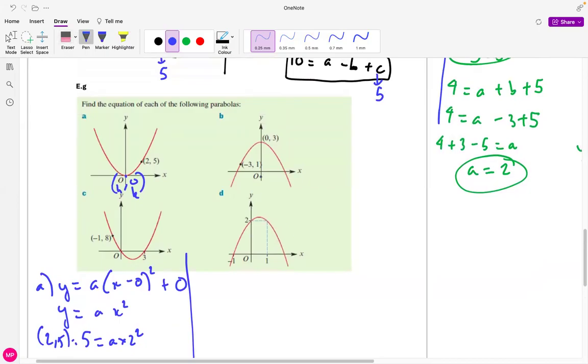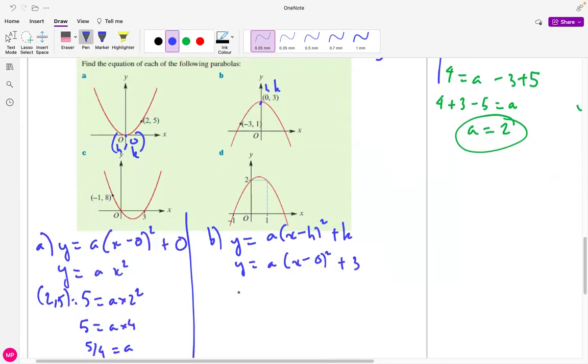For B, if you look at B, they give me a point, right? But they give me the turning point again. So I can use the turning point form with 0 and 3. I would use y equals a times x minus h squared plus k, and the turning point is 0 and 3. So I pretty much do the same thing. 0 is h and 3 is k. So y equals a times x minus 0 squared plus 3. Then y equals a x squared plus 3.